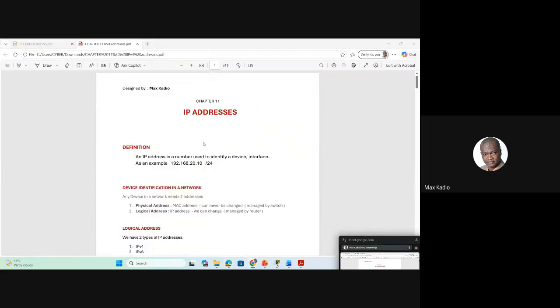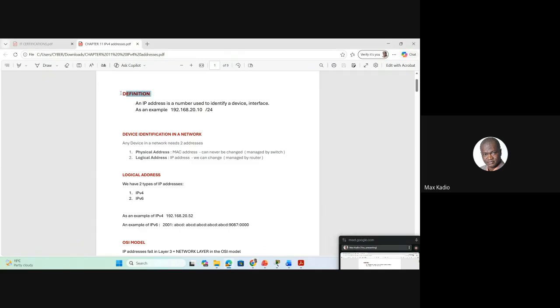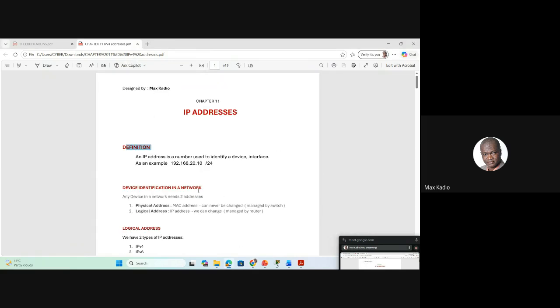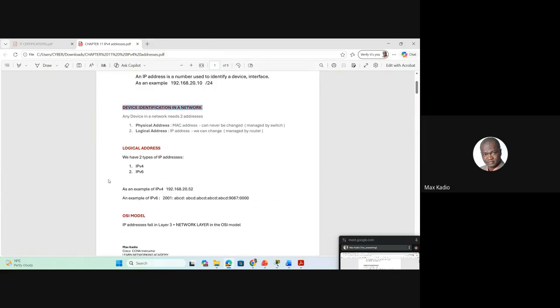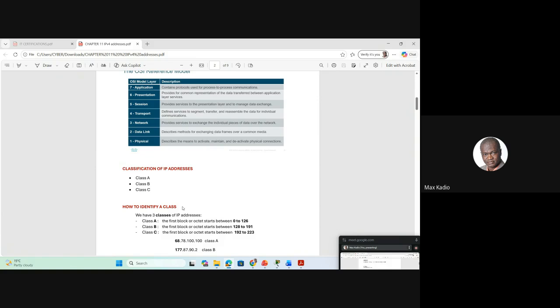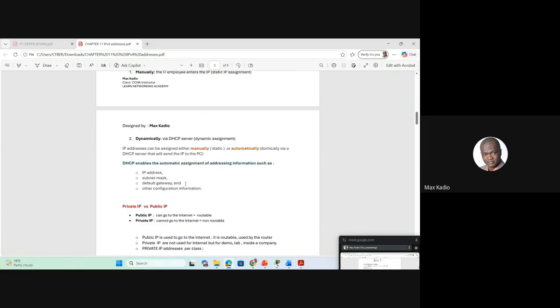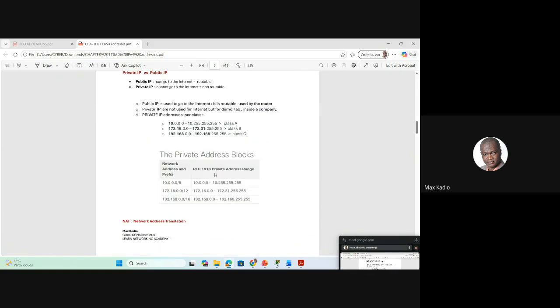about IP addresses. So you know the definition of IP address. You know the device and why we need IP address for device identification, and also logical address, OSI model. So we went through all of these things. So today we're going to do an example of subnetting.